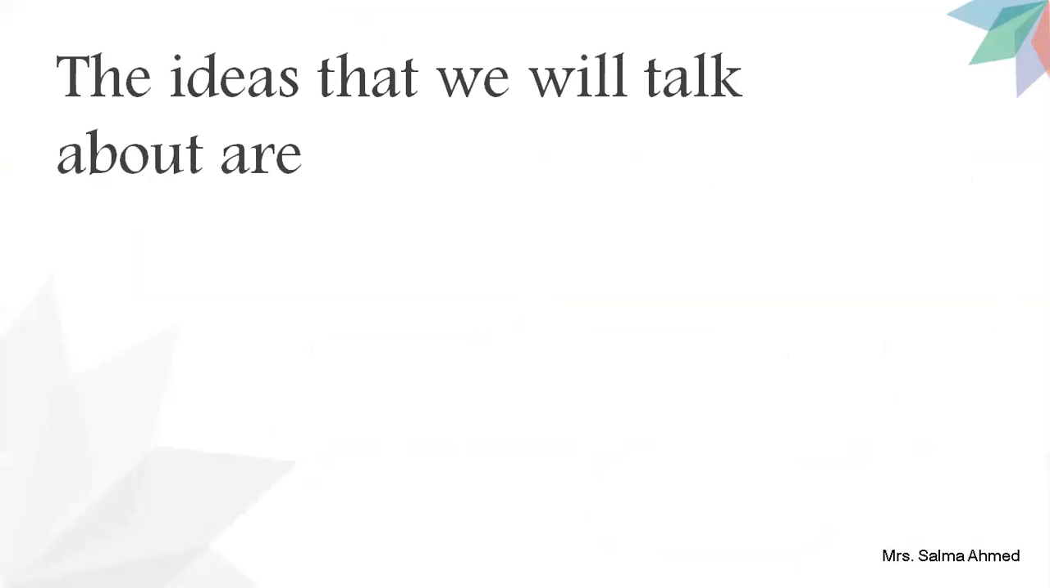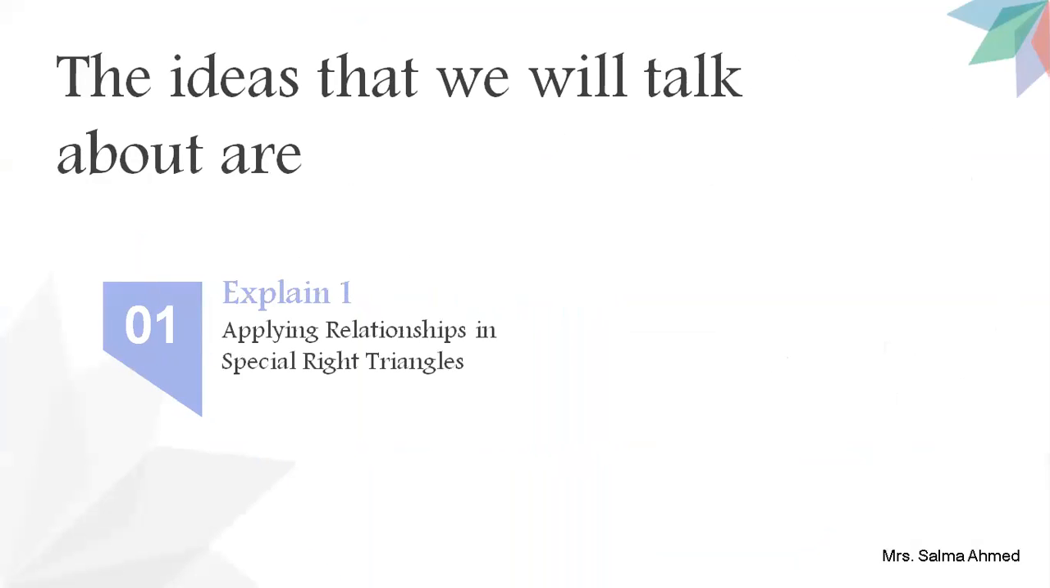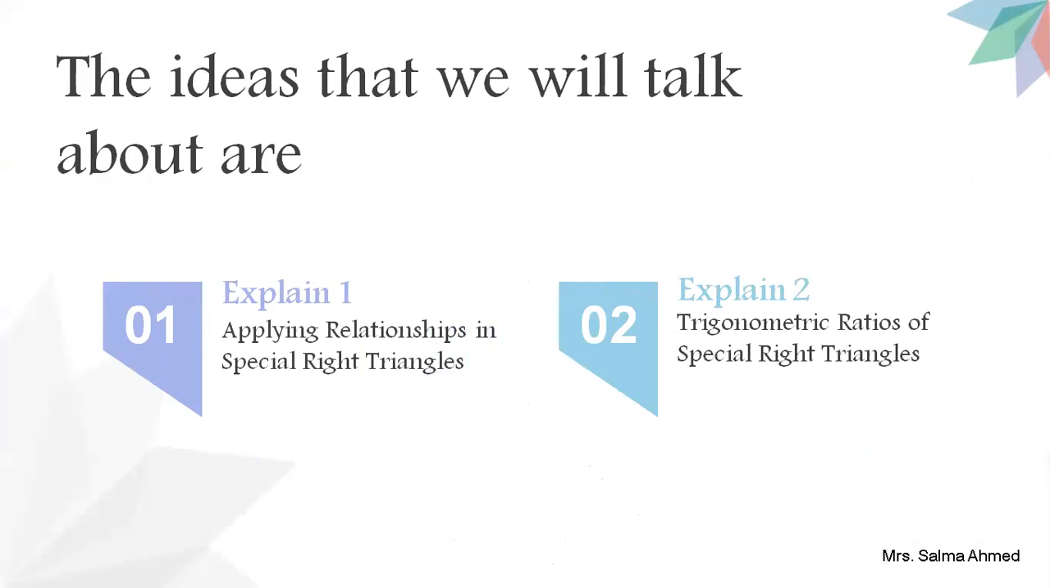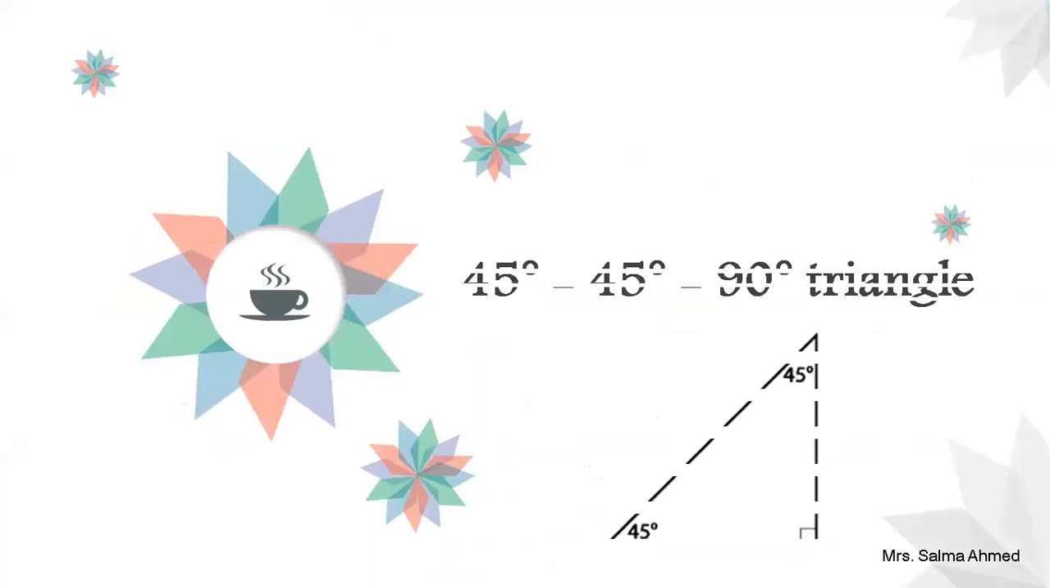The ideas that we will talk about are, number 1, applying relationships in special right triangles. Number 2, trigonometric ratios of special right triangles. Let's have the first type, which is the 45, 45, 90 degree triangle.